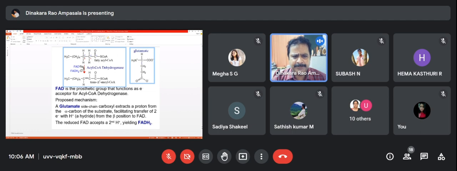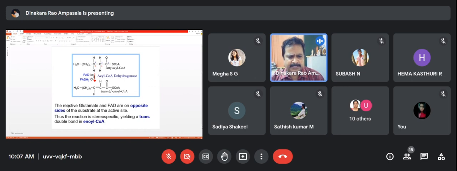Here the hydride ion molecules are removed, and these hydride ions are accepted by the FAD molecule. So FAD is the acceptor, and in the presence of acyl-CoA dehydrogenase, FAD becomes FADH2. As for the mechanism, a glutamate side chain carboxyl extracts a proton from the alpha carbon of the substrate, facilitating transfer of 2 electrons with a hydride ion from the beta position to FAD. The reduced FAD accepts a second hydride ion, yielding the FADH2 molecule.